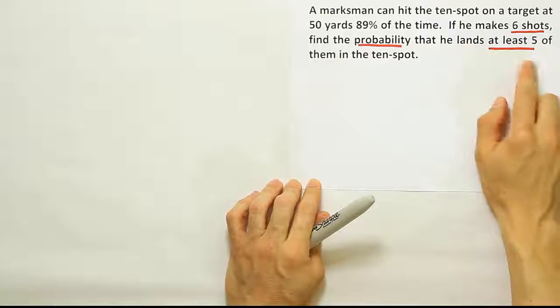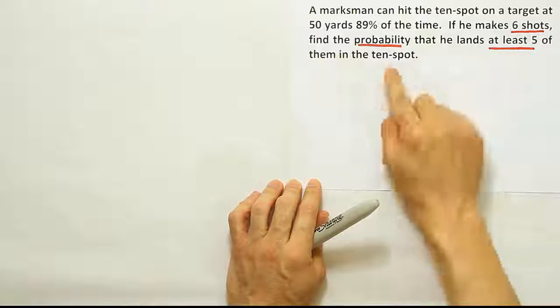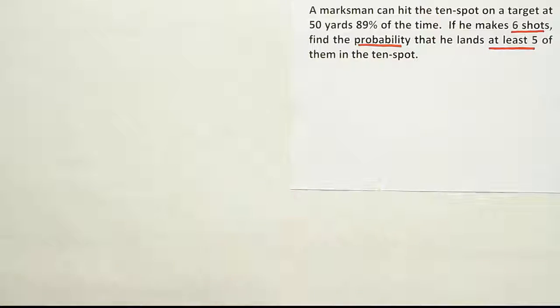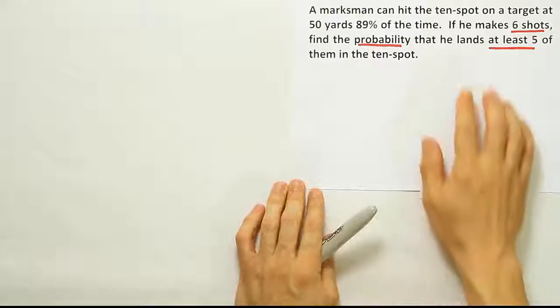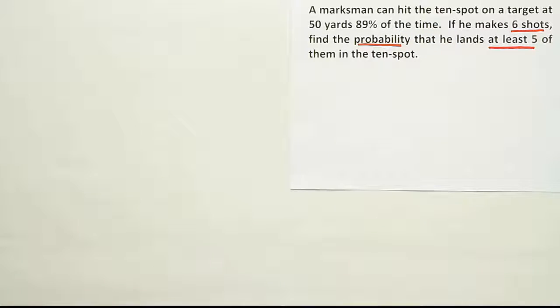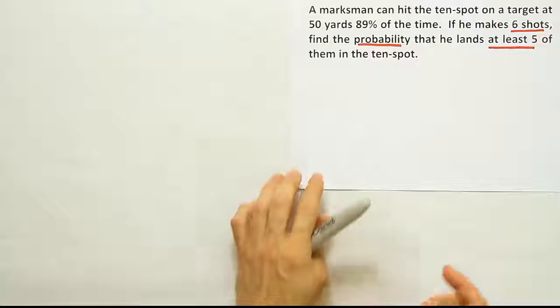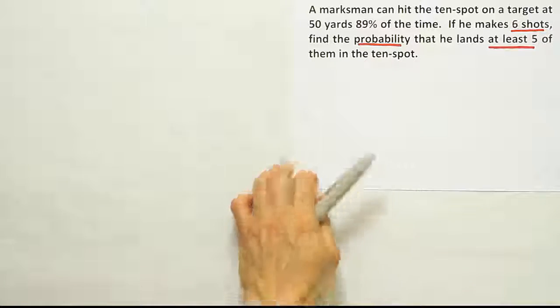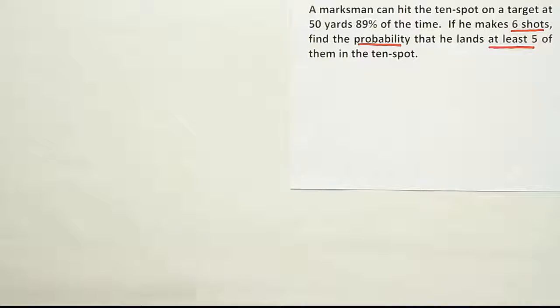Since it's a subset of the shots that are going to make it into the 10 spot, we're going to assume that it's binomial, and we can check the conditions like we did in the last video. I'm not going to do that again because we've already done it, but basically it's clear that this is a binomial probability. Okay, so now we're looking for the probability that at least 5 of them land in the 10 spot, right? At least 5 land in the 10 spot.